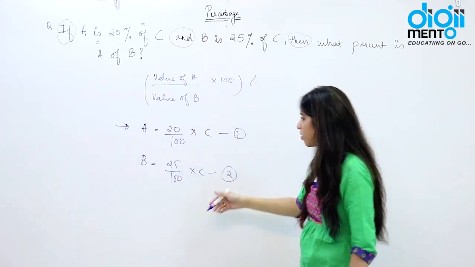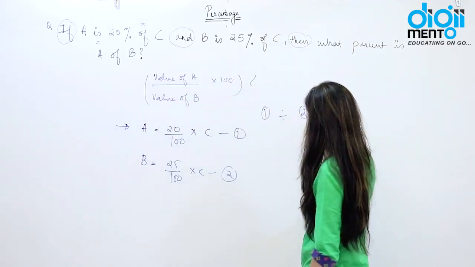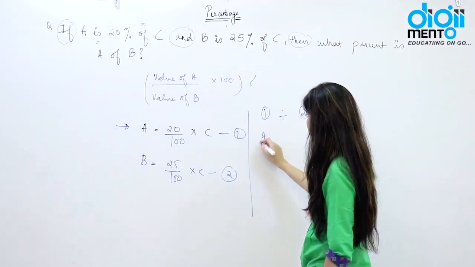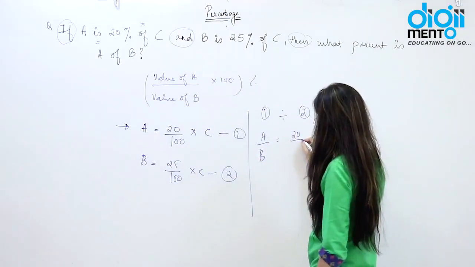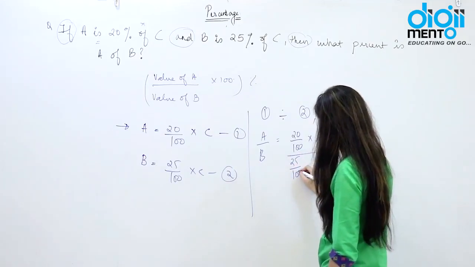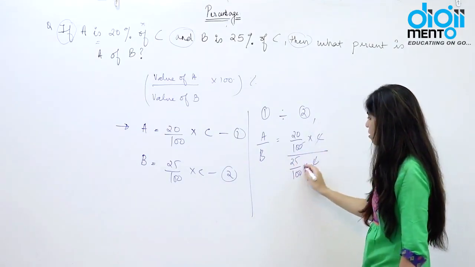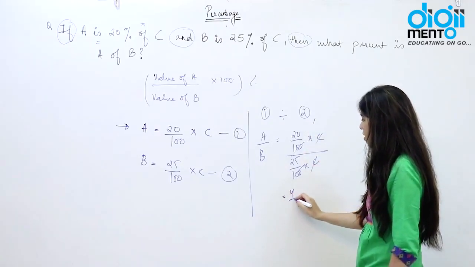Fine, so just perform division, just divide 1 by 2. What do I do? 1 divided by 2. So what are you going to obtain? On LHS you are going to obtain A by B. On RHS you are going to obtain 20 by 100 into C upon 25 by 100 into C. C cancels out, 100 cancels out. So you got 4 by 5.